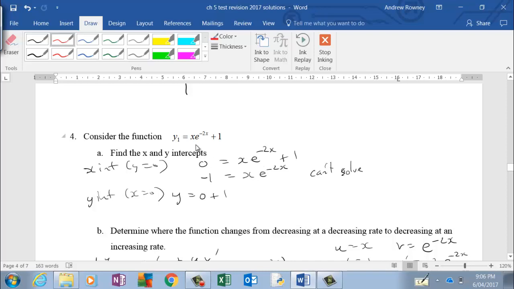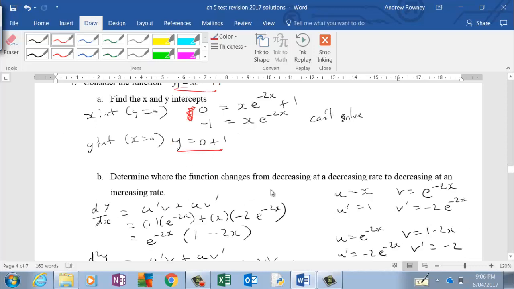The next question is this exponential. Find the x and y intercepts. Can't do this algebraically. Y-intercept, you'd put 0 in for x, and so it's just 1. Determine where the function changes from decreasing at a decreasing rate to decreasing at an increasing rate. So that's like above where we're talking about the inflection point.